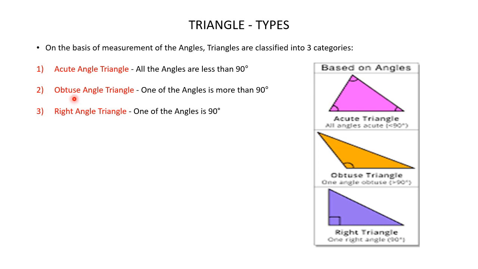In an obtuse angle triangle, one of the angles is more than 90 degrees. Now this is an obtuse angle triangle. As you can see here, this angle is more than 90 degrees. In a right angle triangle, one of the angles is 90 degrees. Now this is a right angle triangle. As you can see here, this angle is 90 degrees.